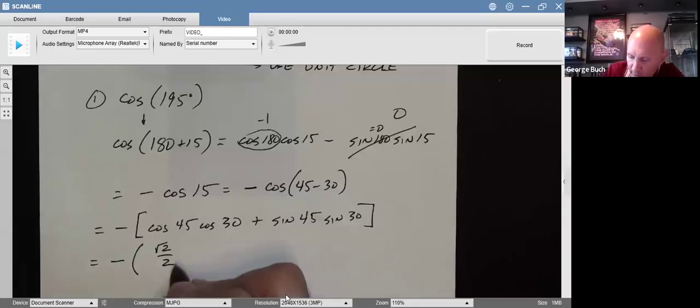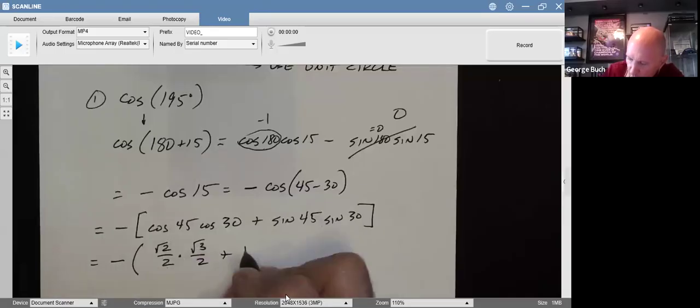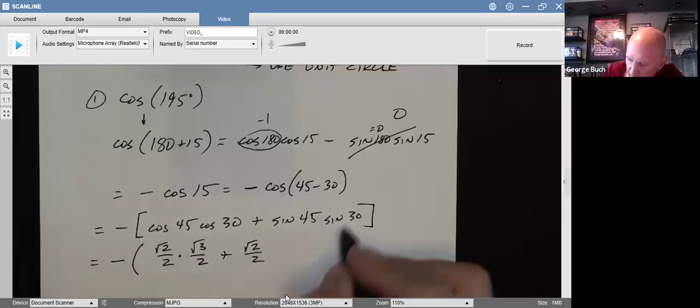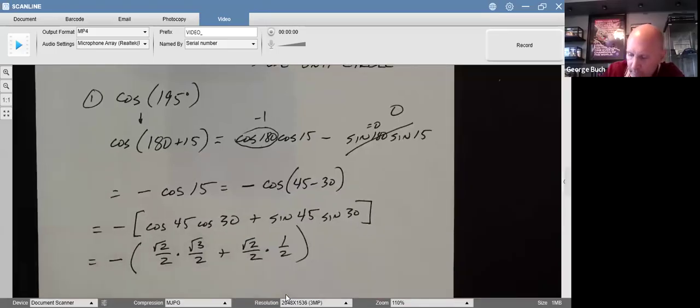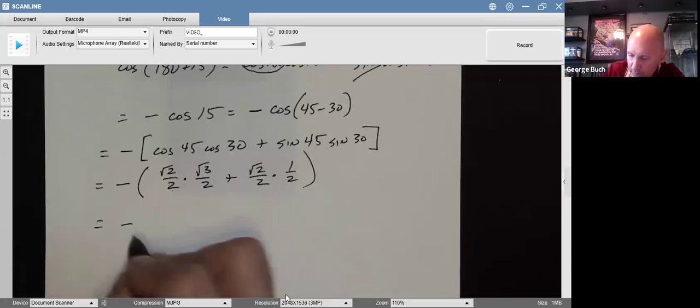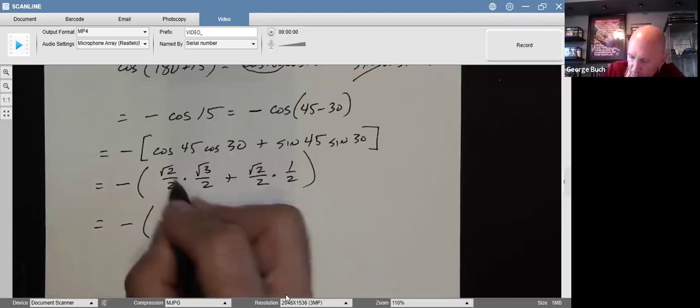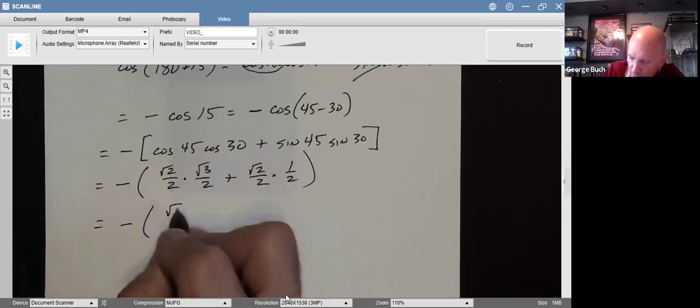So cosine of 45, root 2 over 2. Cosine of 30, root 3 over 2. Sine of 45, root 2 over 2. Sine of 30, 1/2. So negative, root 2 times root 3 is root 6 over 4.